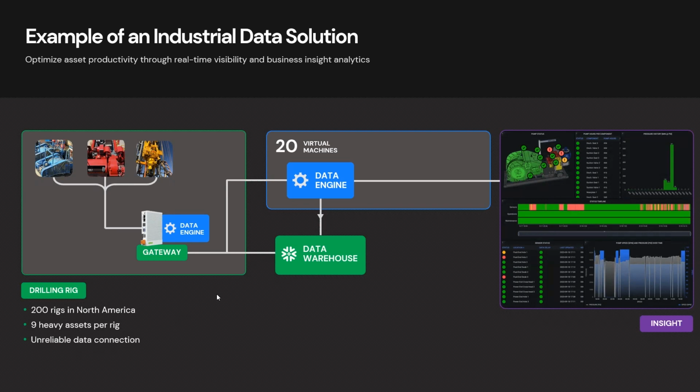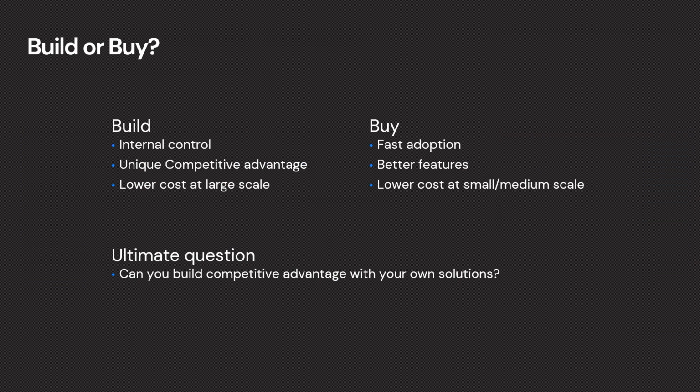So when companies are building this type of solution, especially enterprise companies, there's always a build versus buy process. So should we build or should we buy? Now, the trade-off between build versus buy is pretty clear. In the case of build, you have much better internal control. You can create unique features to enable competitive advantage. And as you scale up over time, usually it results in lower cost.